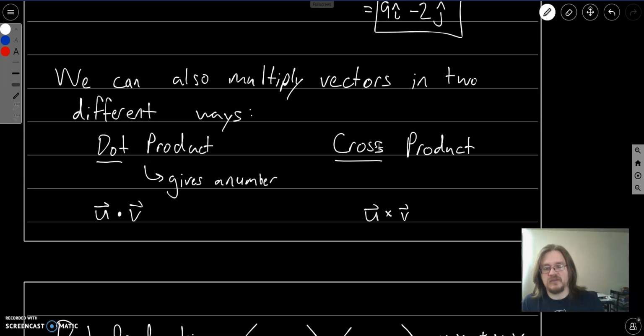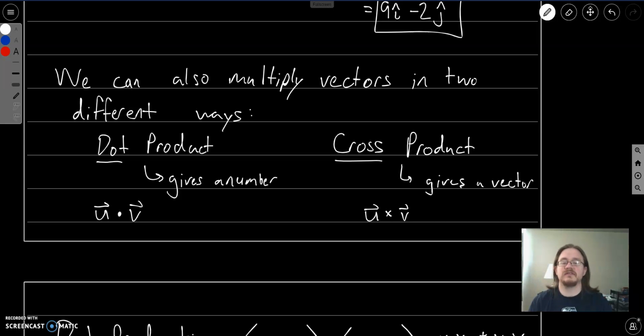So if I take the dot product of two vectors, I'm going to get a number. It could be 0, it could be 10, it could be the square root of 2. It's going to be a number. Whereas the cross product gives a vector. So when you take the cross product of two vectors, you're always going to be given another vector.